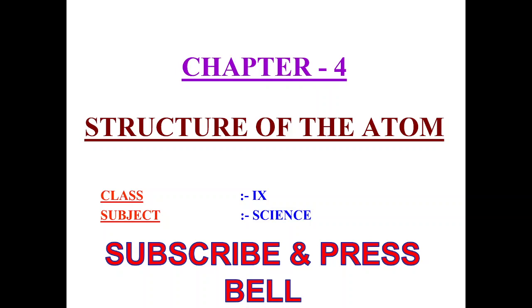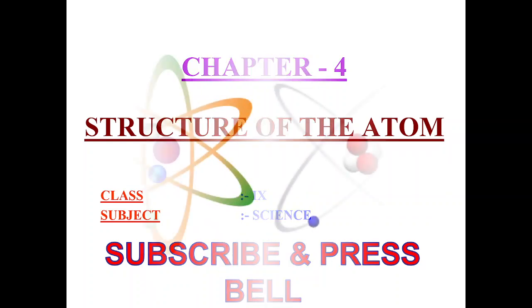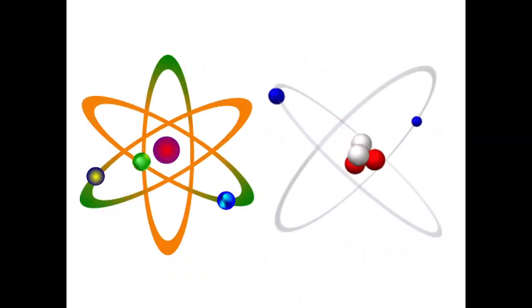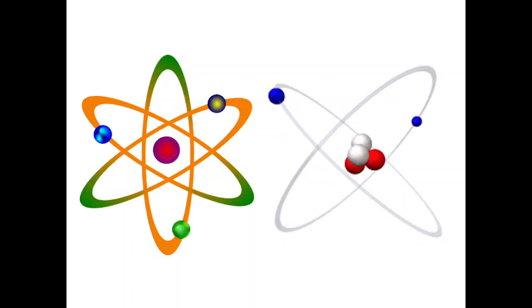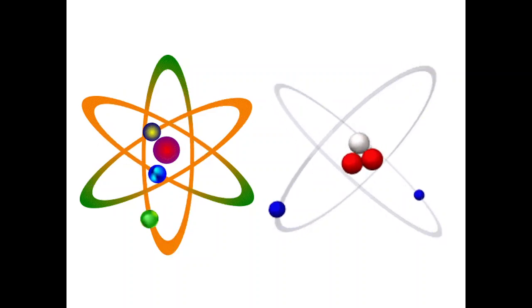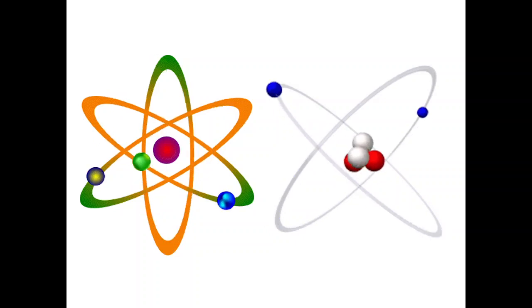Students, today we have a chapter Structure of Atom. That is chapter 4 of class 9th Science. In this chapter we are going to study about different models of atoms like Thomson's atom model, Rutherford's atom model and Bohr atom model.